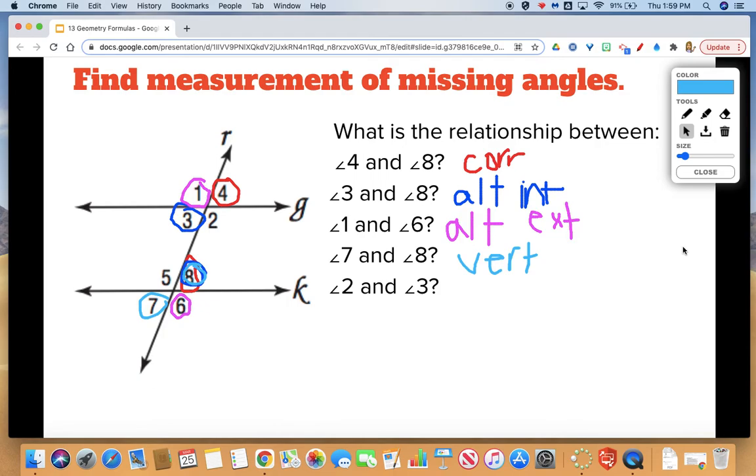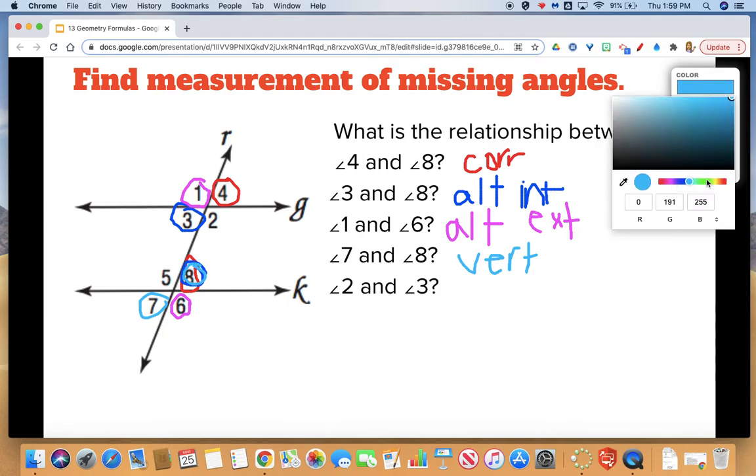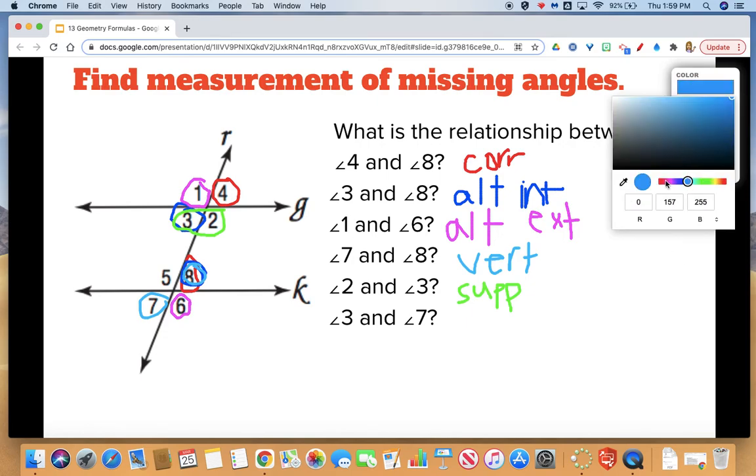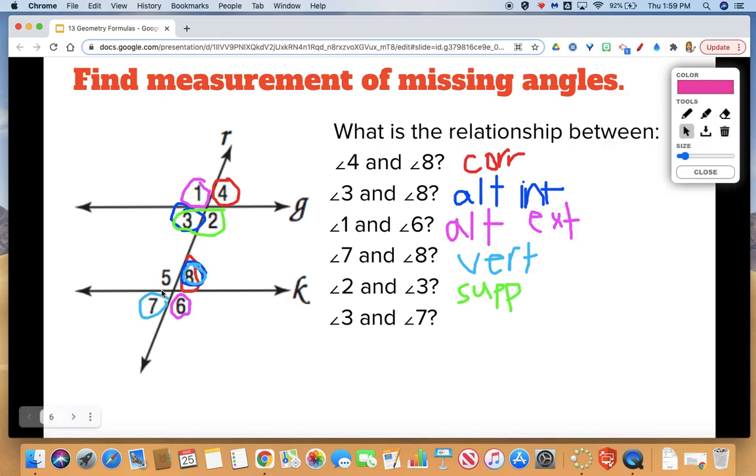2 and 3. 2 and 3 are right next to each other. They are supplementary because they form that 180-degree line. Together, they would total 180 degrees. 3 and 7. 3 and 7 sit at the same spot in relationship to the parallel lines and the transversal, so that's another set of corresponding.